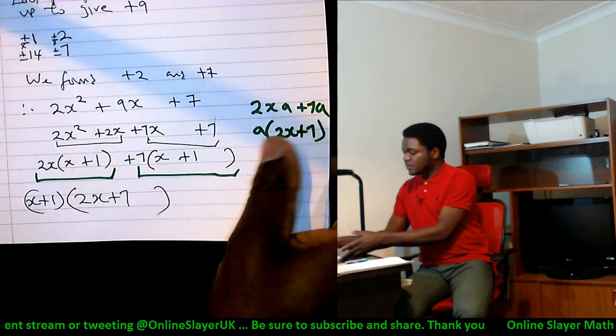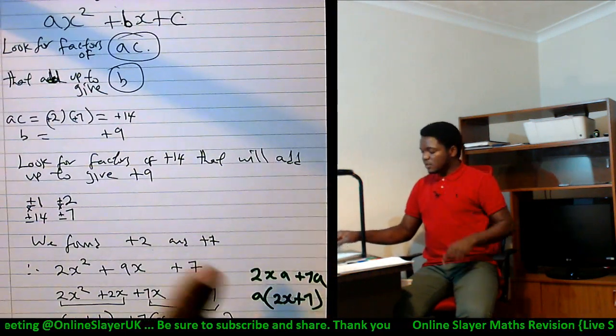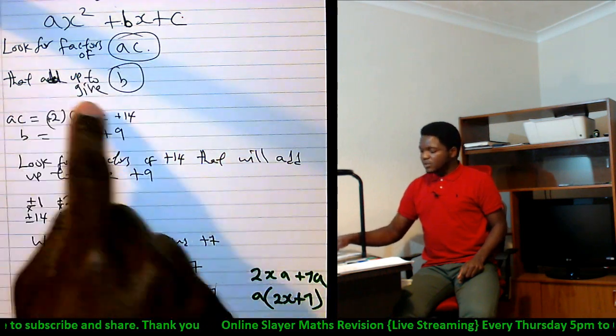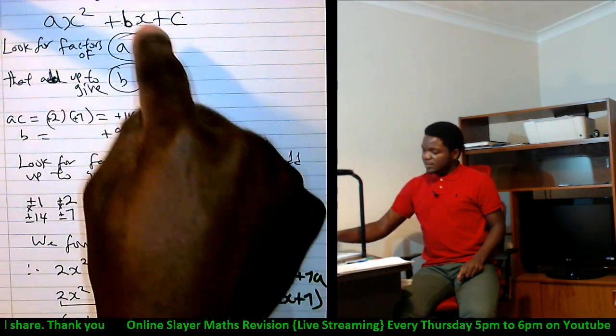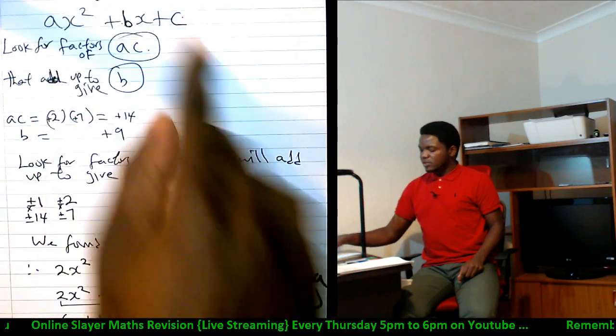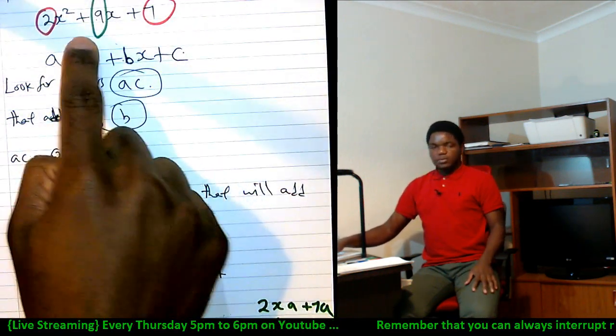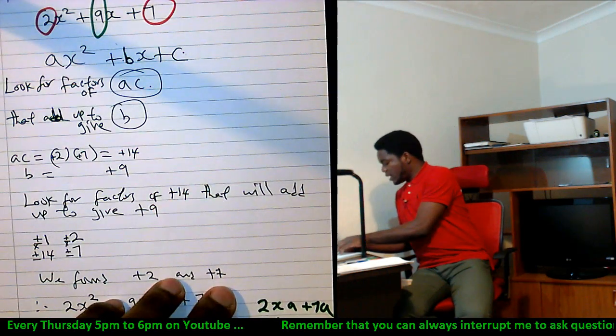Look at the steps, okay, and follow it religiously. Look for the factors of AC that can add up to give you B. And in this case, A times C in the question was plus 14, and B was plus 9. So what if we had a different question?